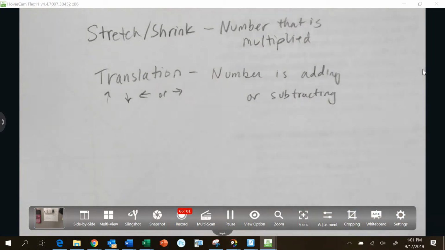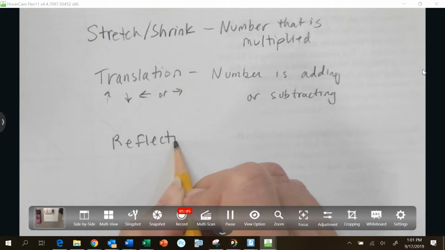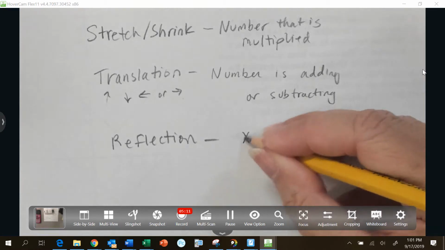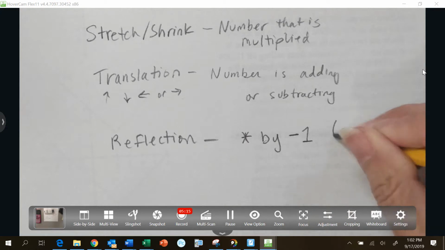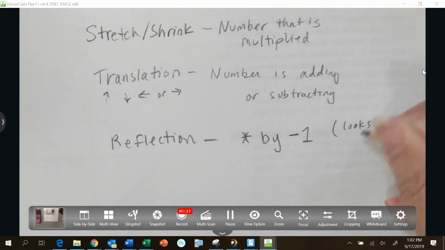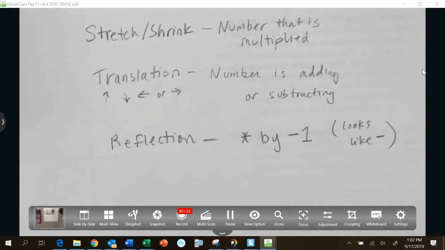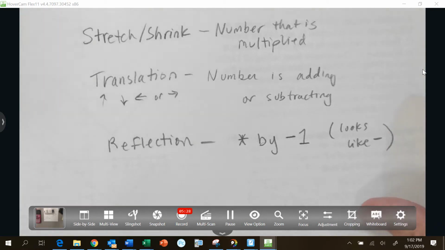And then our third kind of transformation is a reflection. And what in the equation tells us we have a reflection? It's really multiplying by a negative 1. So it looks like a negative, right? Because we don't normally write the 1 with it. It's just negative something. So those are your 3 kinds of transformations.